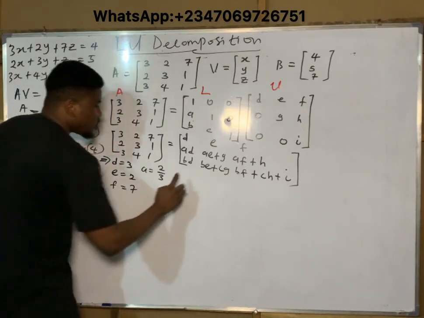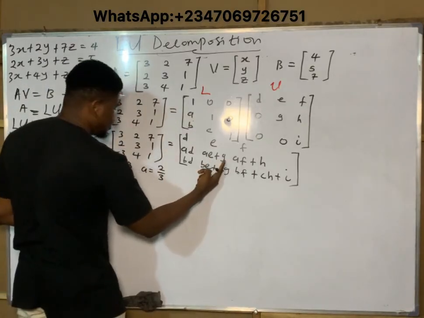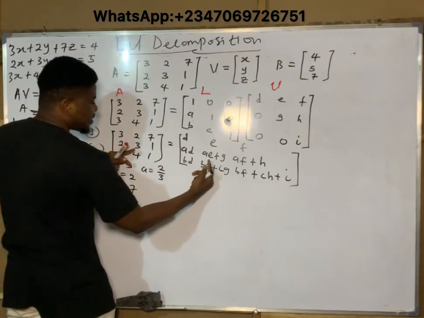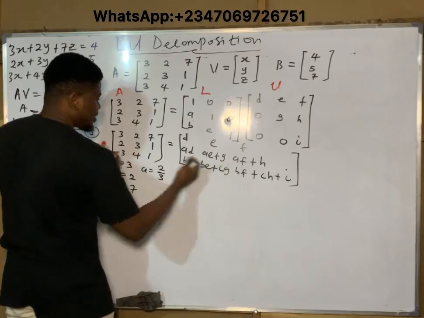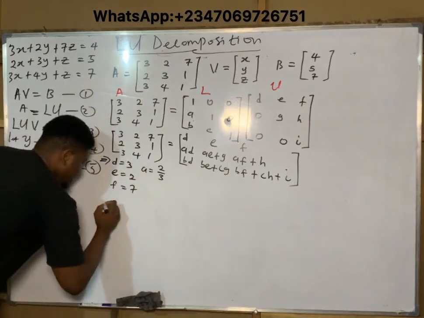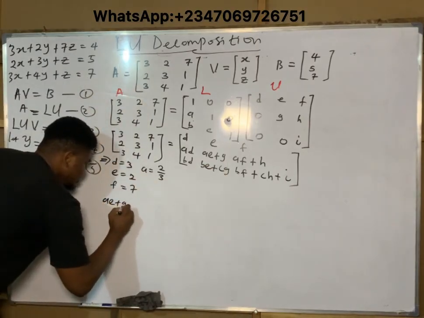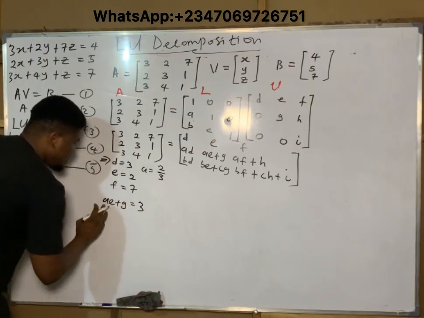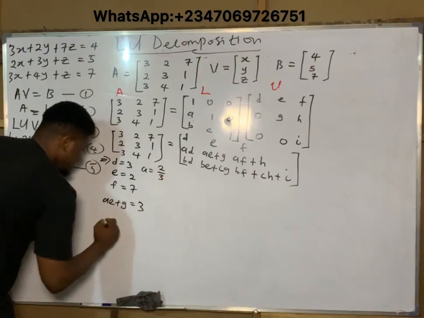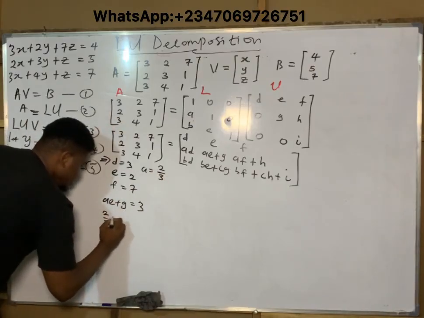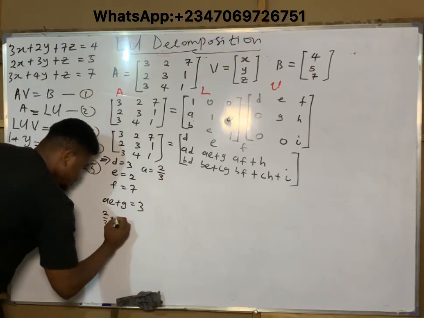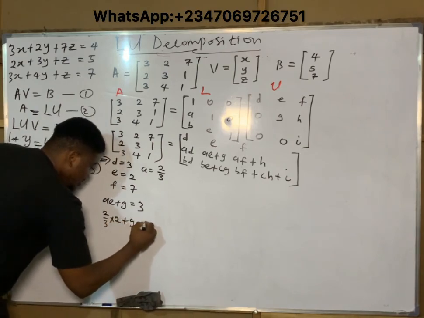Similarly, we move down here now. AE plus G, that will be equal to 3. So we have AE plus G to be equal to 3. We know the value of A. A is 2 over 3, 2 over 3 multiplies E. E is 2 plus G equals 3.